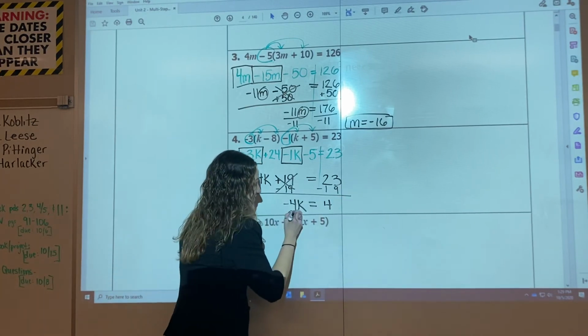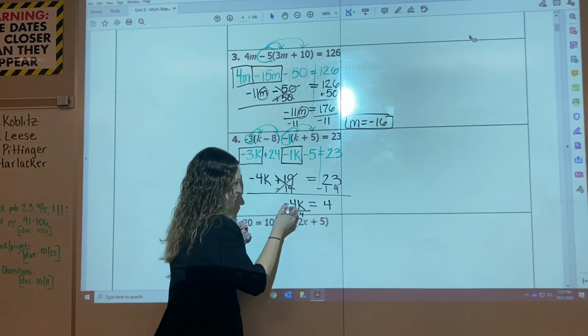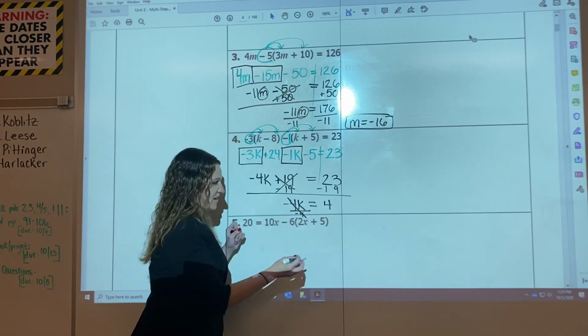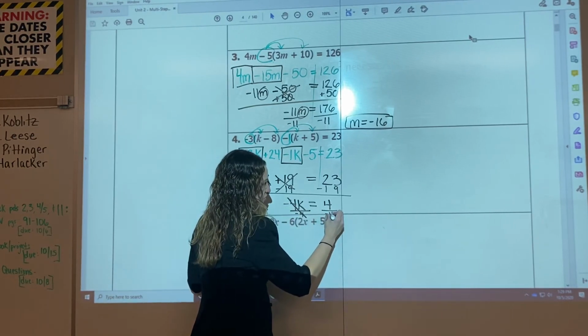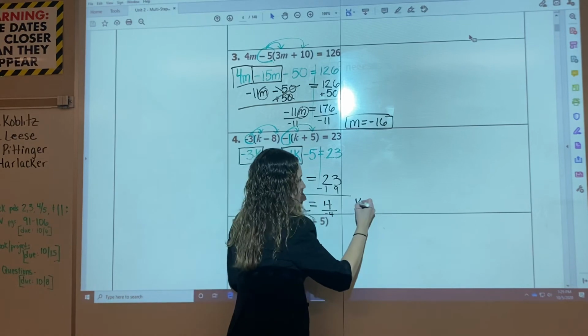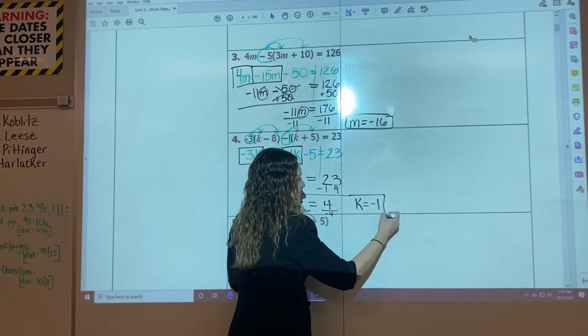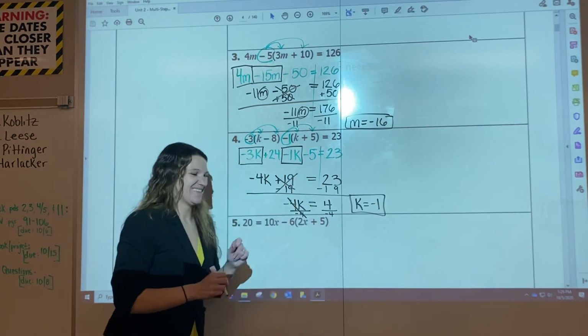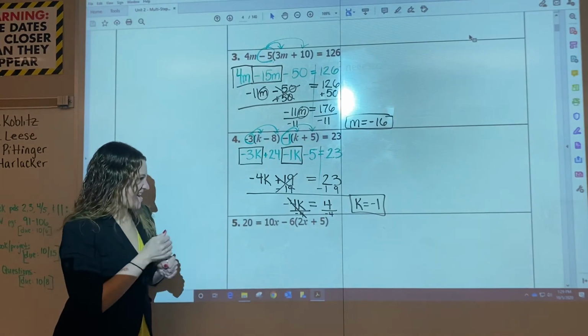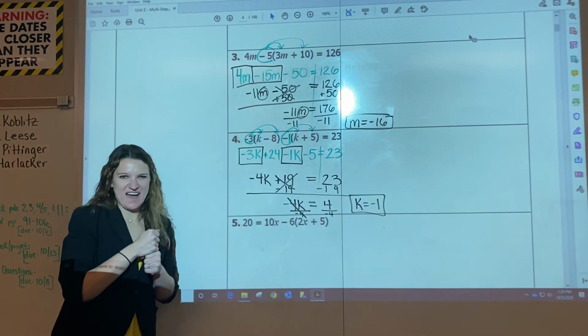Last step is to divide. I'm going to divide by the -4. So it cancels out over there. Divide by -4 over here. And k equals -1. Not too bad. One more to try.